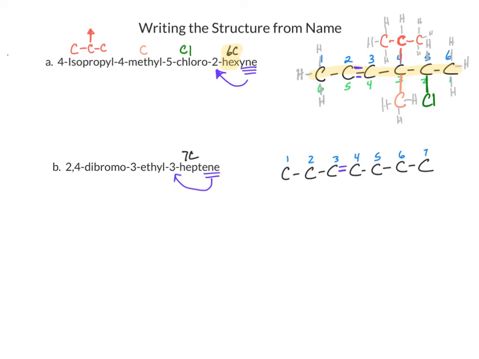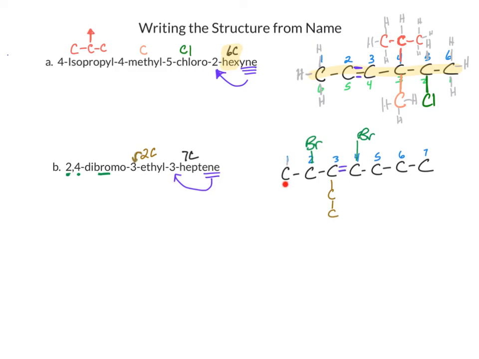And now we need to do our substituents. We're going to see that on carbon 2, we're going to put a bromine. On carbon 4, we're going to put a bromine. And then on carbon 3, we're going to put an ethyl group. Ethyl is 2 carbons. We attach it to carbon number 3 here. And the last step is to add in our hydrogens.